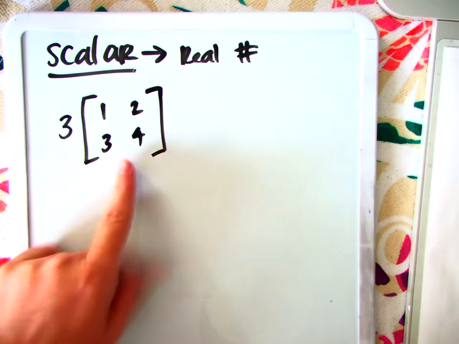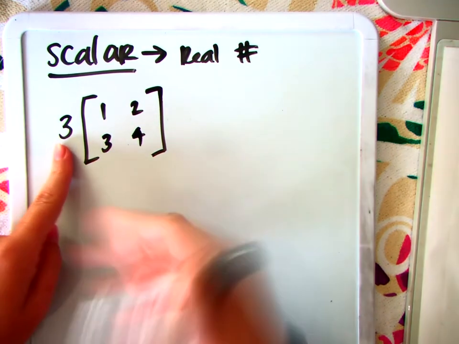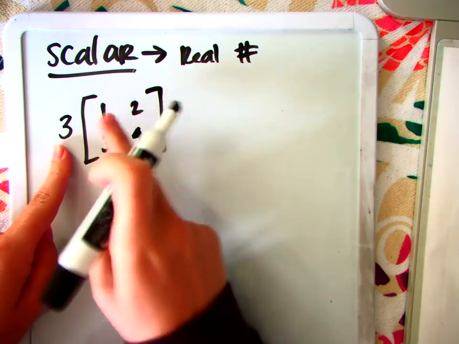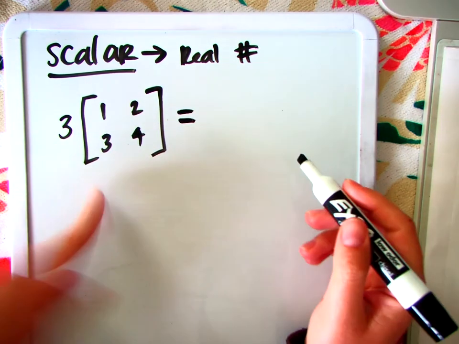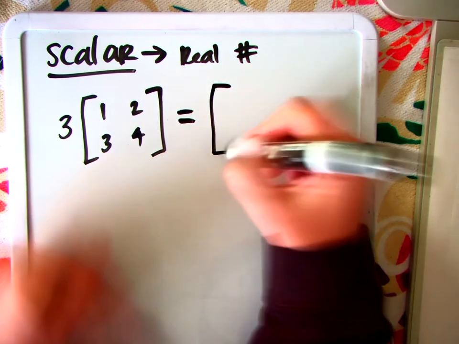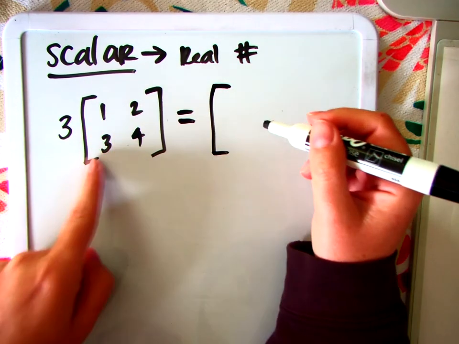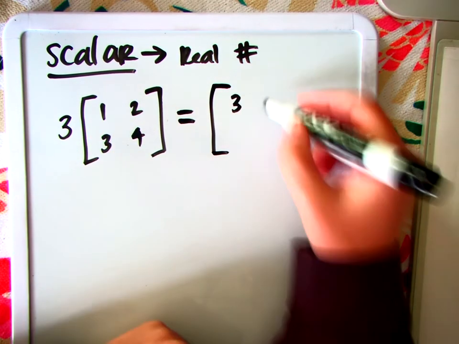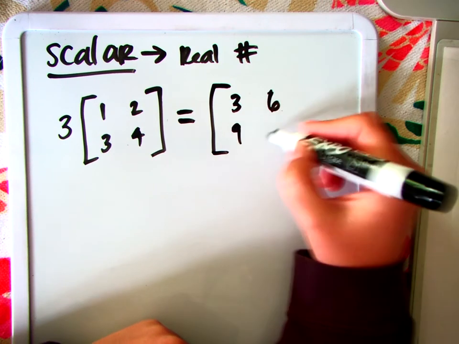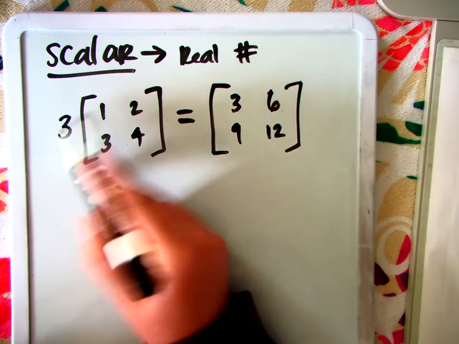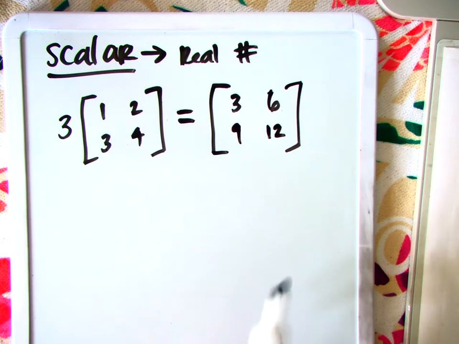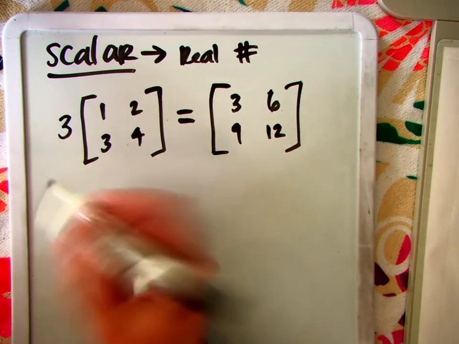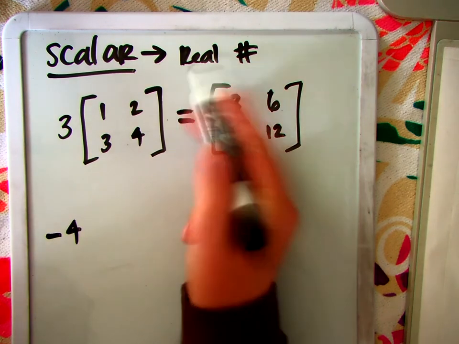If I multiply a matrix by a real number, by a scalar, I have to scale every entry in the matrix. So the new matrix that's now been scaled by 3, I'm just distributing 3 to each of the entries. 3, 6, 9, and 12. So 3 times 1, 3 times 2, 3 times 3, 3 times 4. All of the entries in the matrix have to be multiplied by whatever the scalar is. Now, a scalar can also be a negative number because it's just any real number.